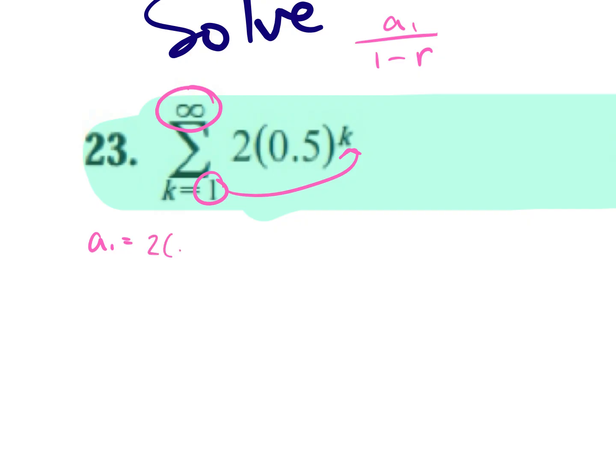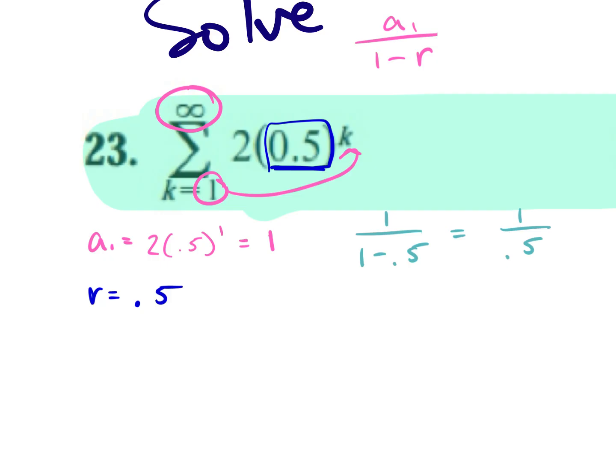So we have 2 times 0.5 to the first power. So this would just be 2 times 0.5, which would be 1. And then r is always the number that has the exponent. So our r is just 0.5. When I plug these in, I have a sub 1, which is 1 over 1 minus 0.5. That gives us 1 over 0.5. So if we put that in our calculator, we get 2.